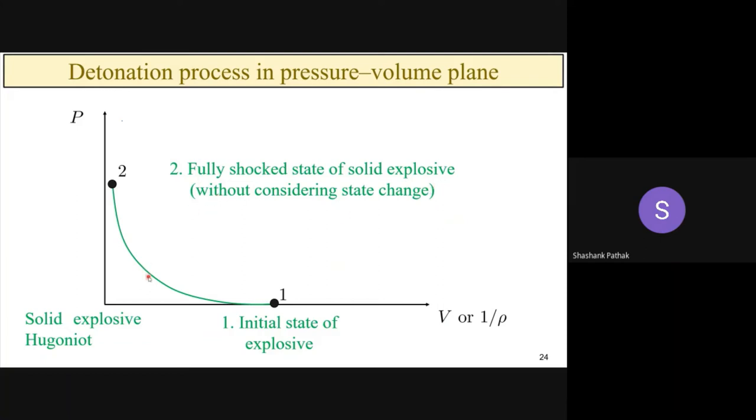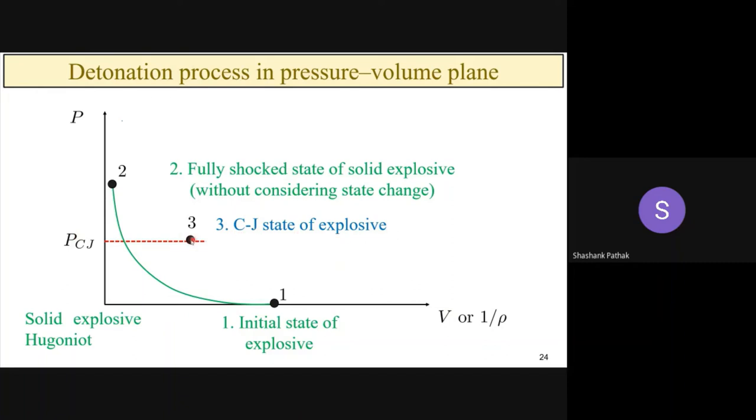So in this particular curve, we have not assumed that there will be any change of state. There is no state change, meaning solid going to gas. So this curve is known as the solid explosive Hugoniot, in the pressure-volume plane. So at this point, explosion starts, then it goes there. But this is a hypothetical curve because we have not assumed any state change. But in reality, what will happen? There will be a point 3. This PCJ is the Chapman-Jouguet pressure that I was showing earlier, the CJ state of the explosive.